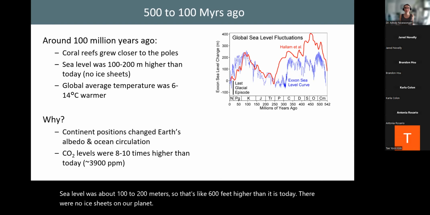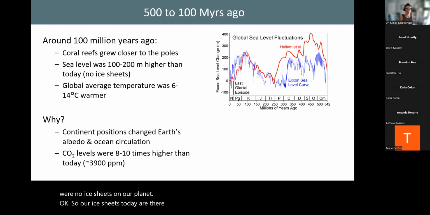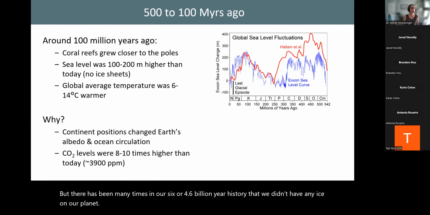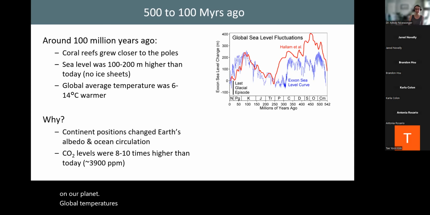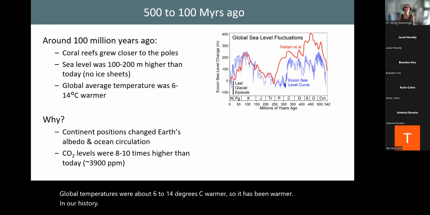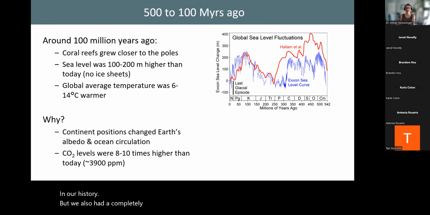Okay, so our ice sheets today are there because we were recently in an ice age. But there have been many times in Earth's 4.6 billion year history that we didn't have any ice on our planet. Global temperatures were about 6 to 14 degrees C warmer. Okay, so it has been warmer in Earth's history, but we also had a completely different climate system.